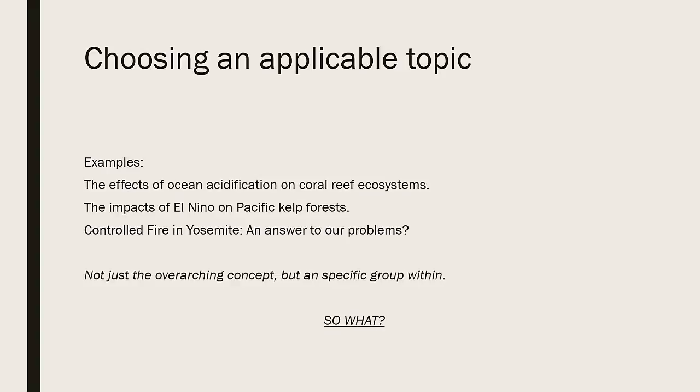So the first thing you want to do is always understand that you are learning about broad topics in class, but you need to find a way to make it specific for your paper. So the first step is always thinking about how can you make it applicable? How can you make your topic for your paper applicable to our scientific understanding of the world?